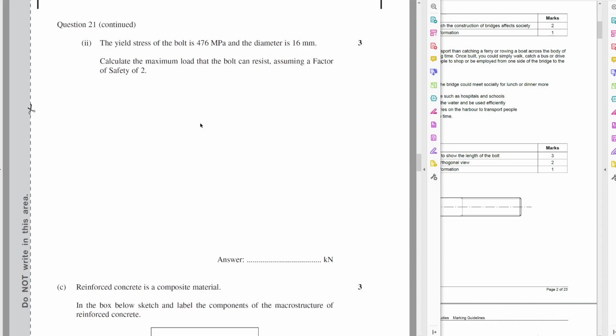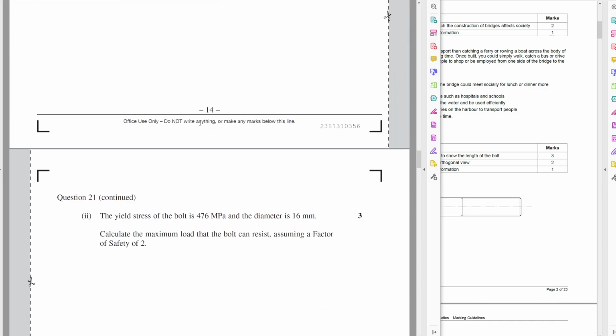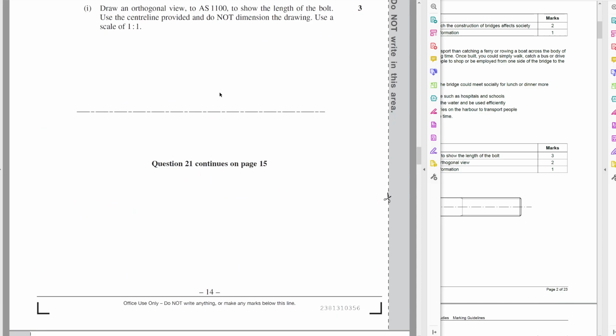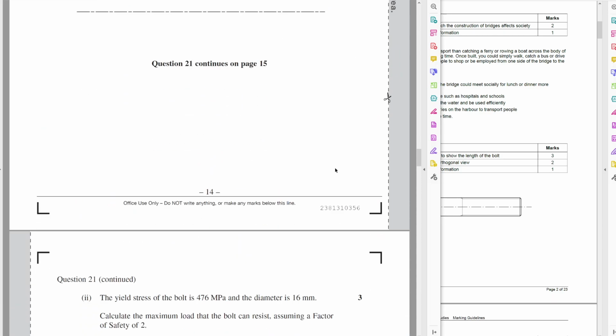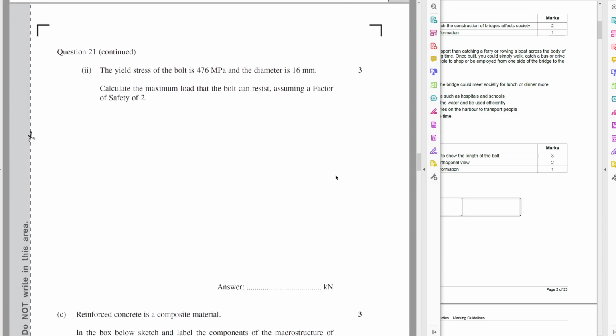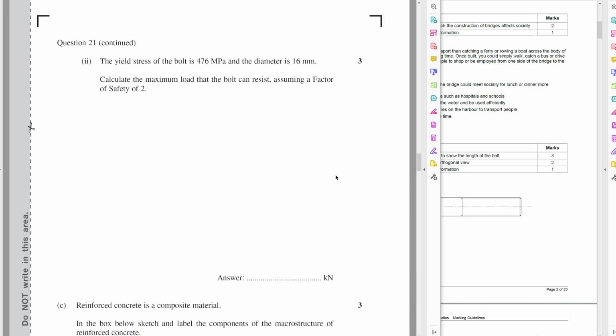I should just give an idea. So this one here, the average mark was 2 for that one. And here the average was also 2. Most people got 2 for this. So stress equals force over area. And we're going to say that force equals area times stress divided by 2.